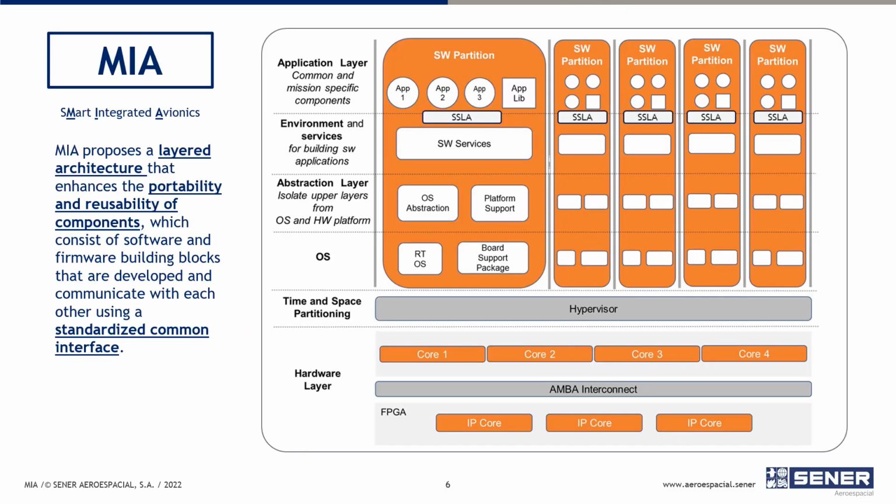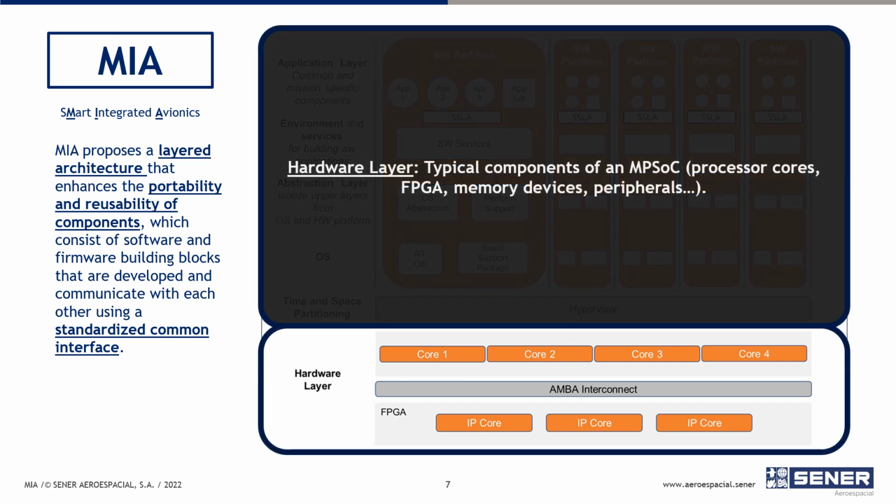MIA proposes a multi-layer and modular architecture in which software and programmable hardware are divided into separate blocks that communicate with each other through a common and standardized interface. From bottom to top, in the diagram you can see in the slide, the bottom layer, the first layer, would be the hardware layer. MIA is developed to run on system-on-chips and multiprocessor system-on-chip targets, so this layer includes the typical elements that a SoC has, processing cores and FPGA, memory devices, interconnect logic, and other peripherals.